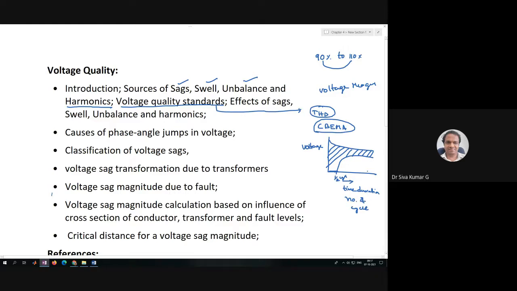Apart from that, there is a factor with respect to the magnitude, and with respect to the standards also, there are standards with respect to the THD. We have seen these particular standards when we were discussing the 519 standard also. Please go through that. Apart from that, there is one more factor which defines the standard: voltage unbalance factor.